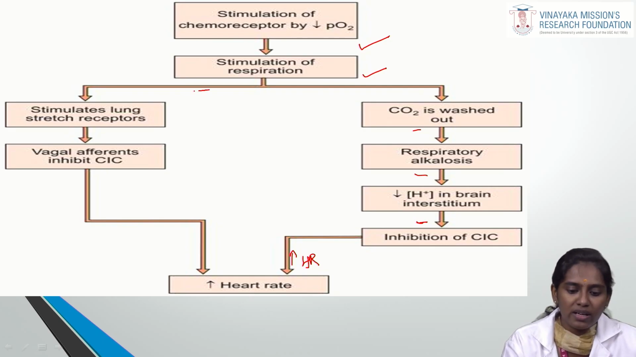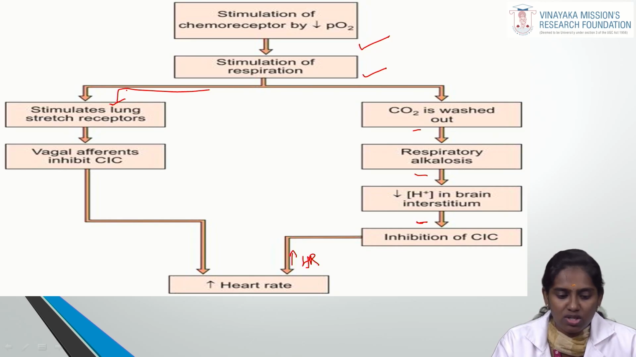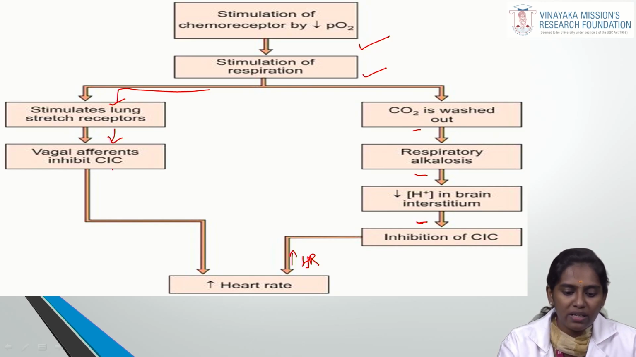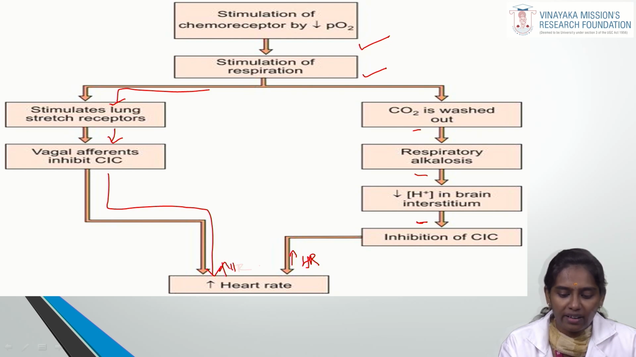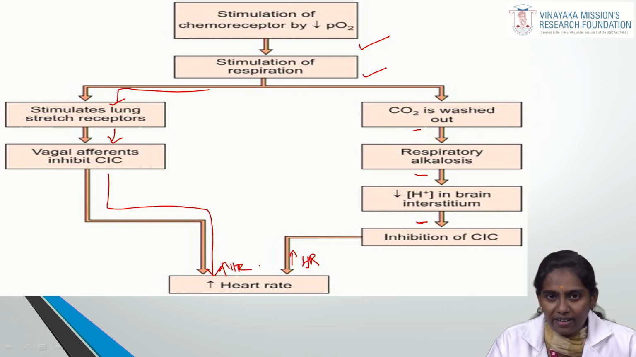It also stimulates the lung stretch receptors, stimulating the lungs to stretch. Then vagal afferents inhibit the CIC, and by that also you can increase the heart rate. Chemoreceptors increase the heart rate to get to the normal BP level. Baroreceptors are for reducing the BP level.